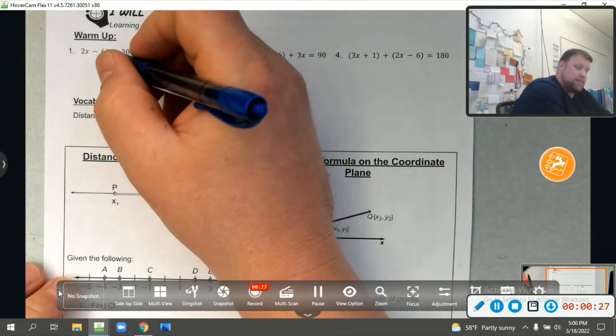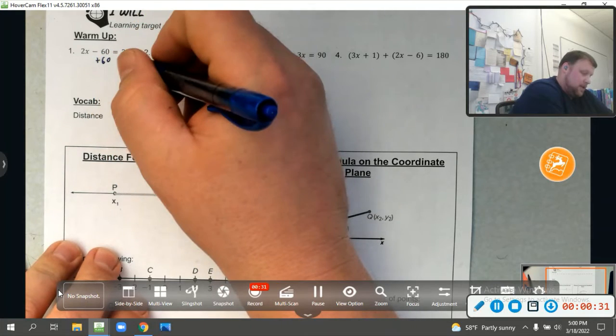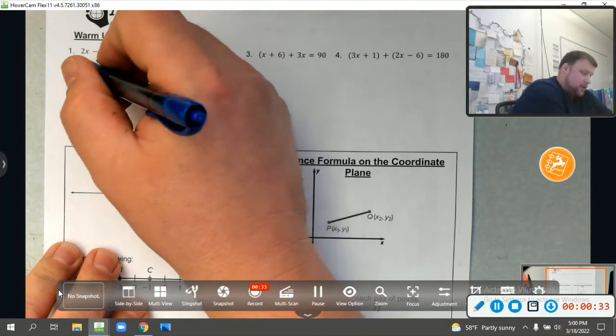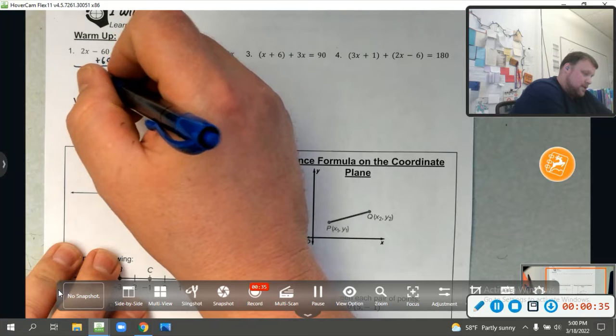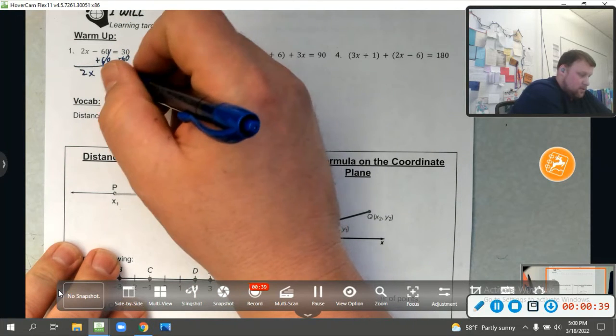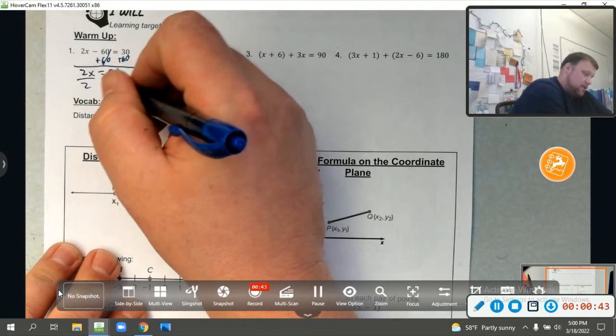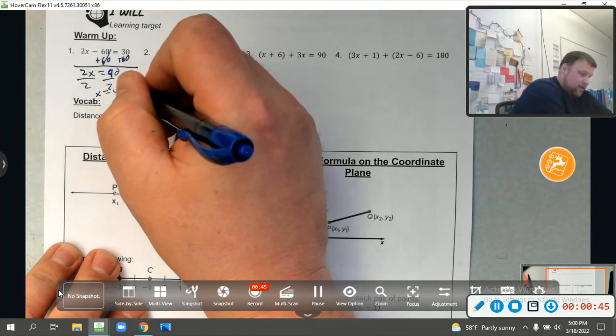Little two-step problems. Last time it was one step, it's two steps now. We're going to add 60. The first step is pretty much always going to be add or subtract. The second step is going to be multiply or divide. So that goes 2x equals 90. Divide by 2. We know x equals 45.